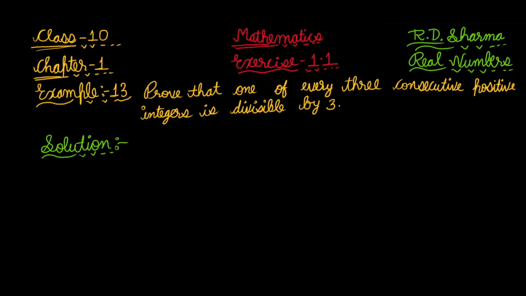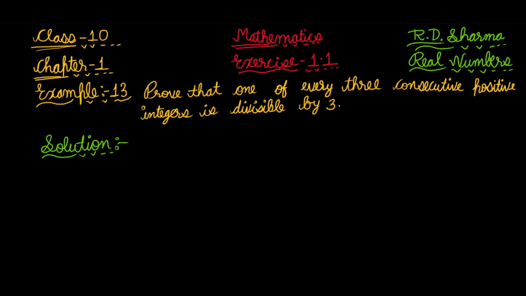So the question is, prove that one of every three consecutive positive integers is divisible by 3. So only one will be divisible by 3 in the three consecutive positive integers.